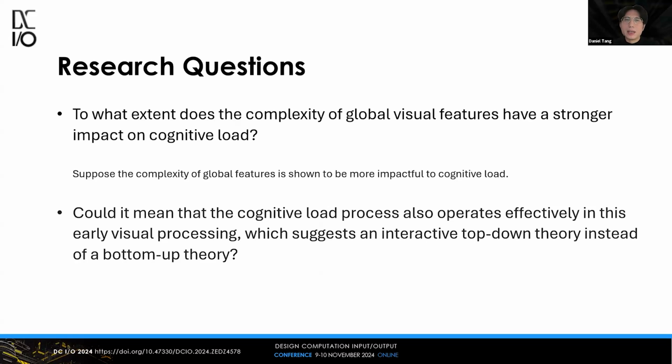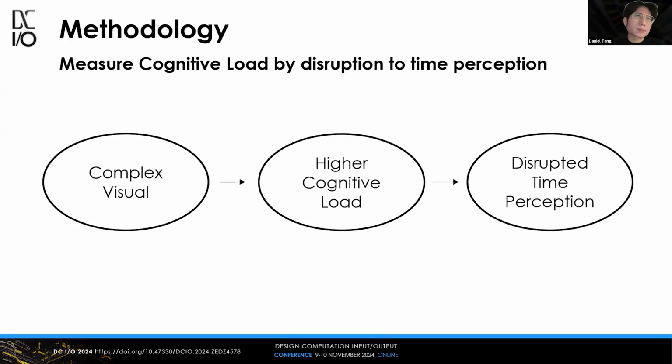The research question is, first, to what extent does the complexity of global visual features have a stronger impact on cognitive load? Suppose the complexity of global features is shown to be more impactful to cognitive load. The second question would be, could it mean that cognitive load also operates in this early visual processing, which suggests an interactive top-down theory instead of a bottom-up theory? To answer this question, the key is to measure the status of cognitive load and determine if global visual features affect it, by measuring the disruption of our time perception.